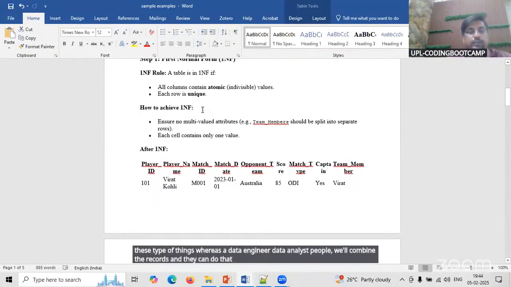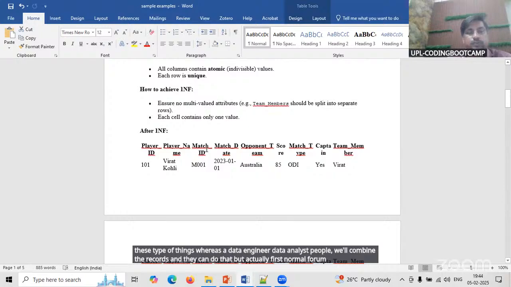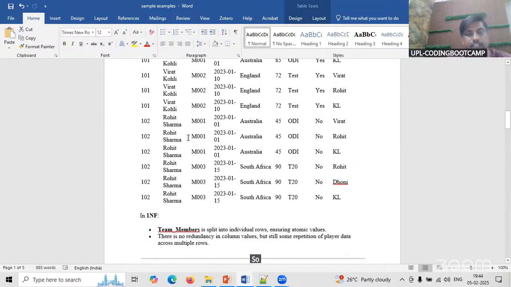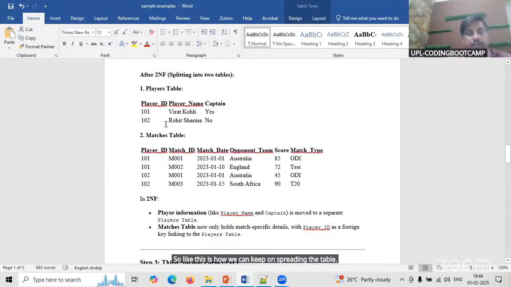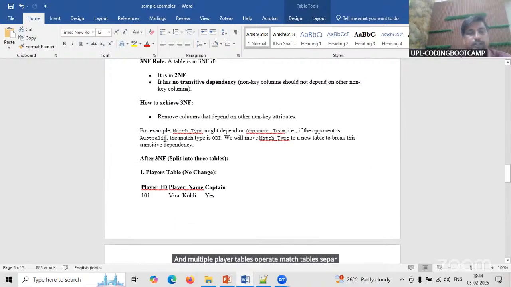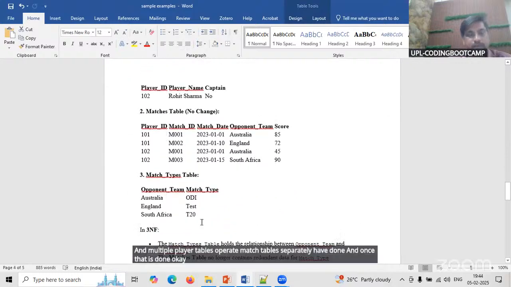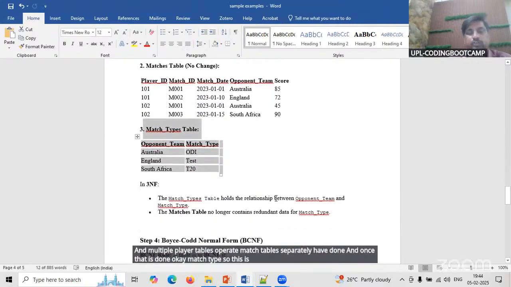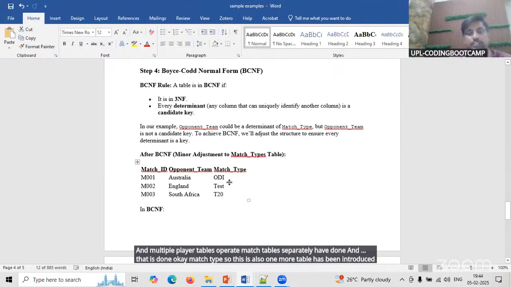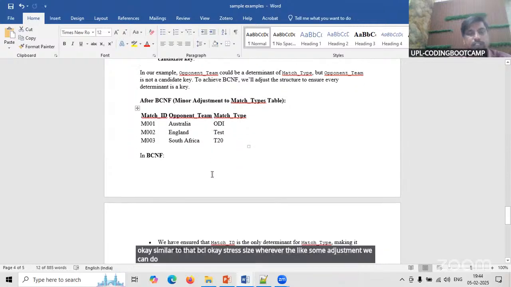But actually, first normal form. This is how we can keep on splitting the table. We have made the player table separate and the match table separate. And once that is done, there is match type, so this is also one more table that has been introduced. Similar to that, BCNF, wherever some adjustment is needed, we can do that. That is an example.